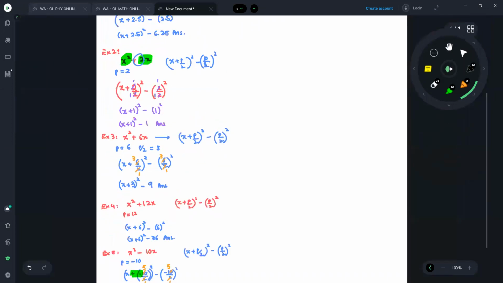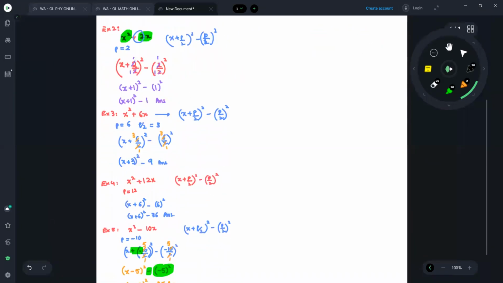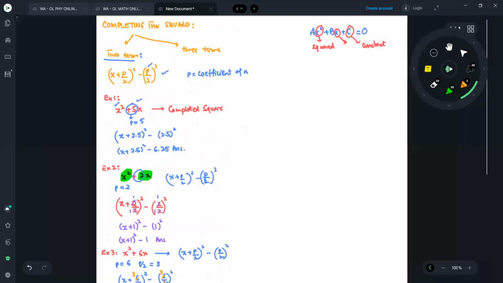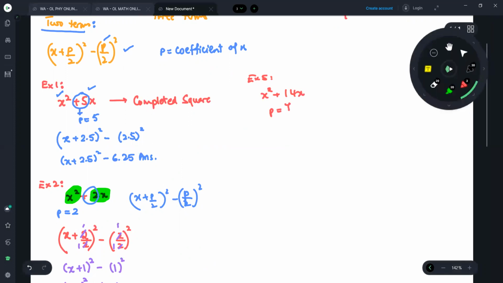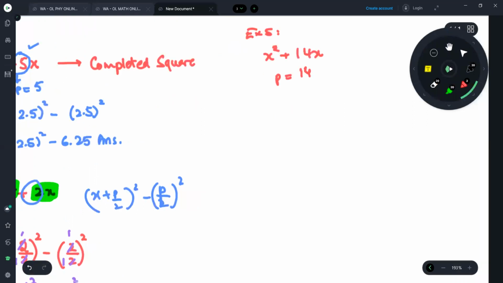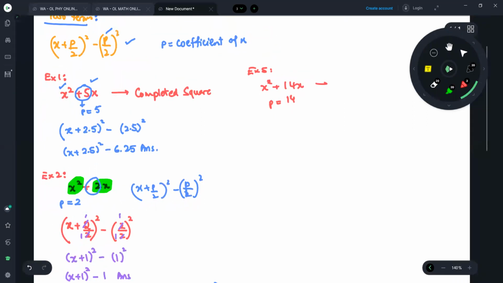Next is Fatma. Example 5: x squared plus 14x. What is P? Sir, P is 14. Very good. And P over 2, 14 over 2, is going to be 7. Good. Now, I'm going to write down the formula for you.